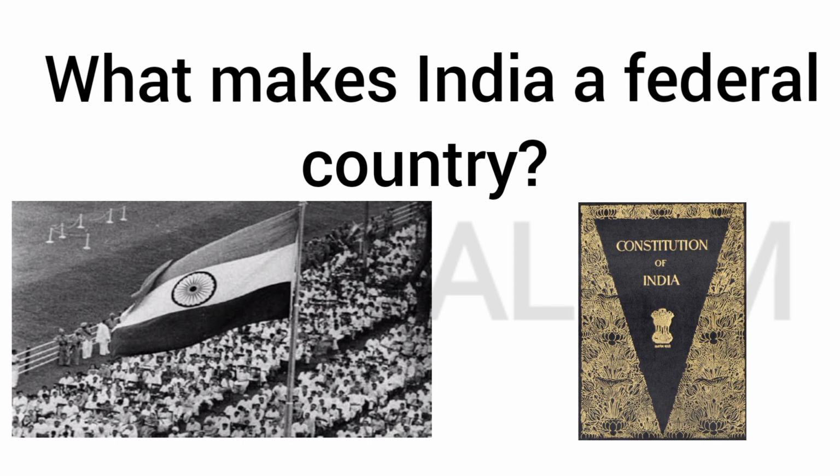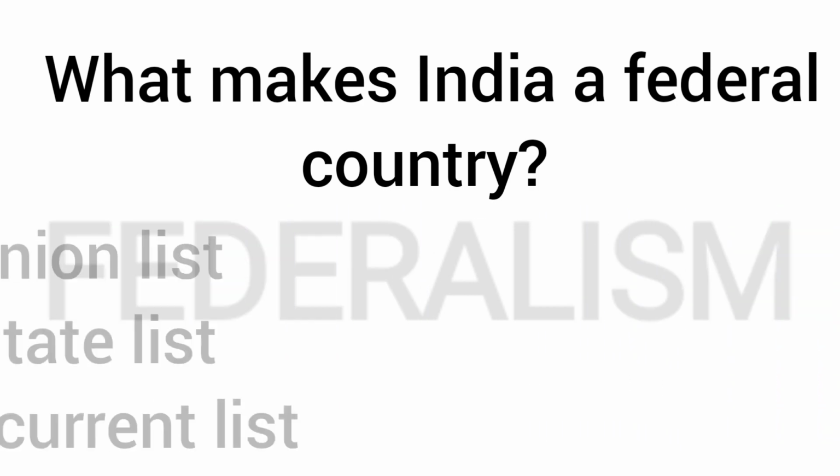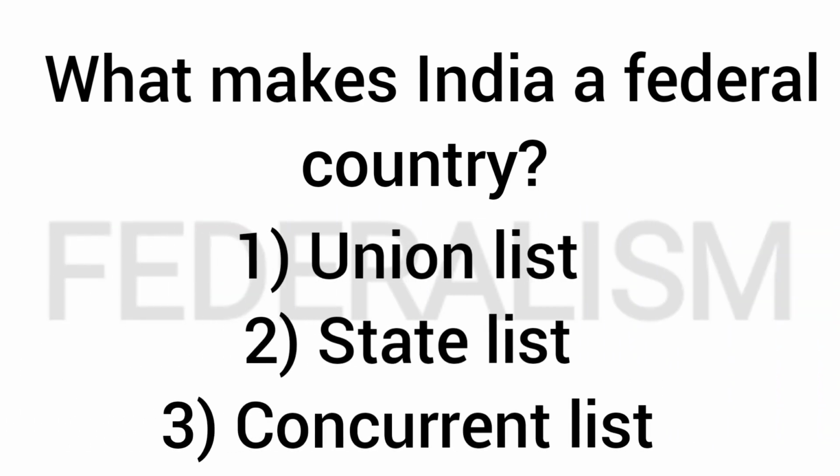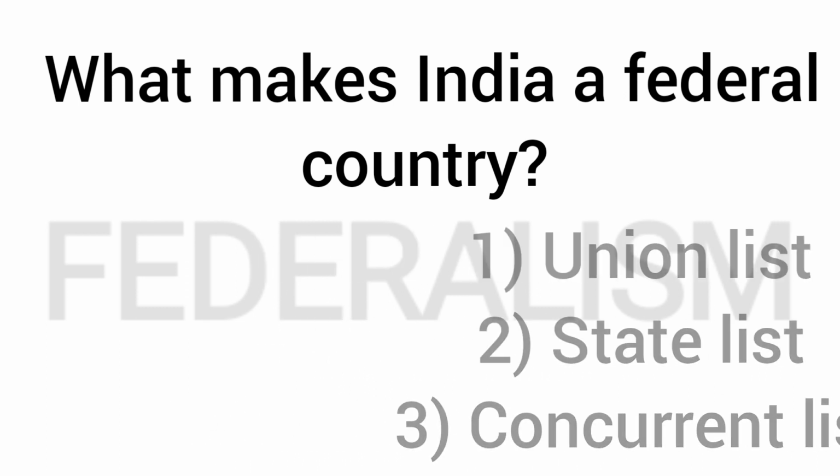The constitution declared India as a union of states. Although the constitution did not use the word federalism, the Indian Union is based on the principles of federalism. The Indian constitution has a threefold distribution of legislative powers between the union government and the state governments. It contains three lists: the Union list, the State list, and the Concurrent list.